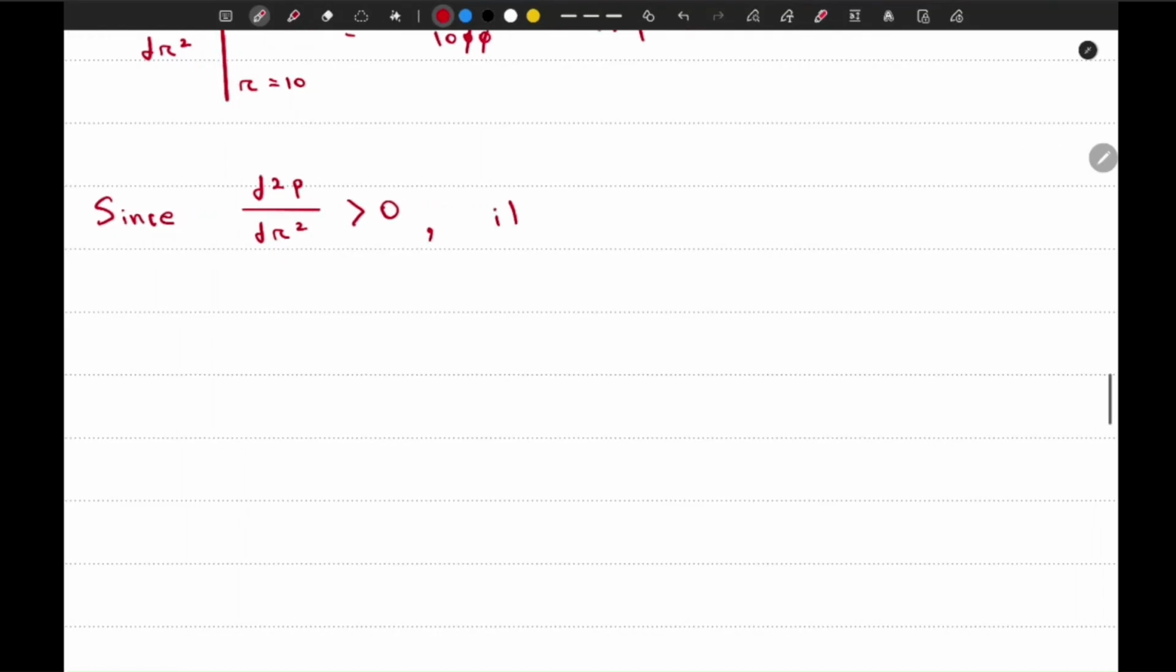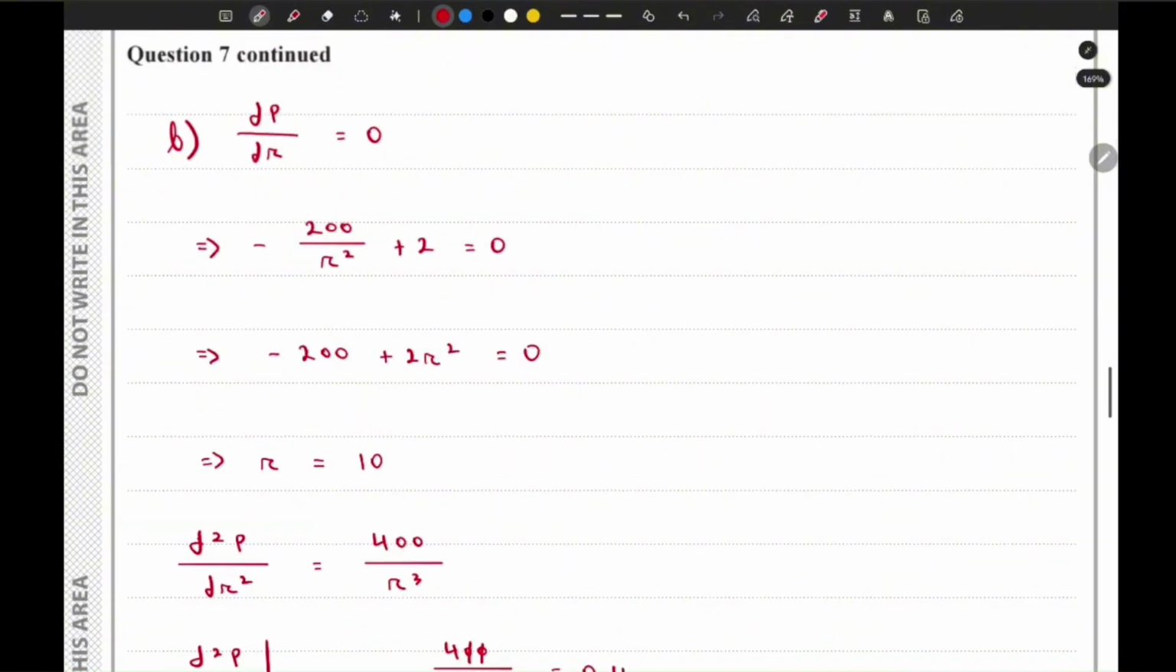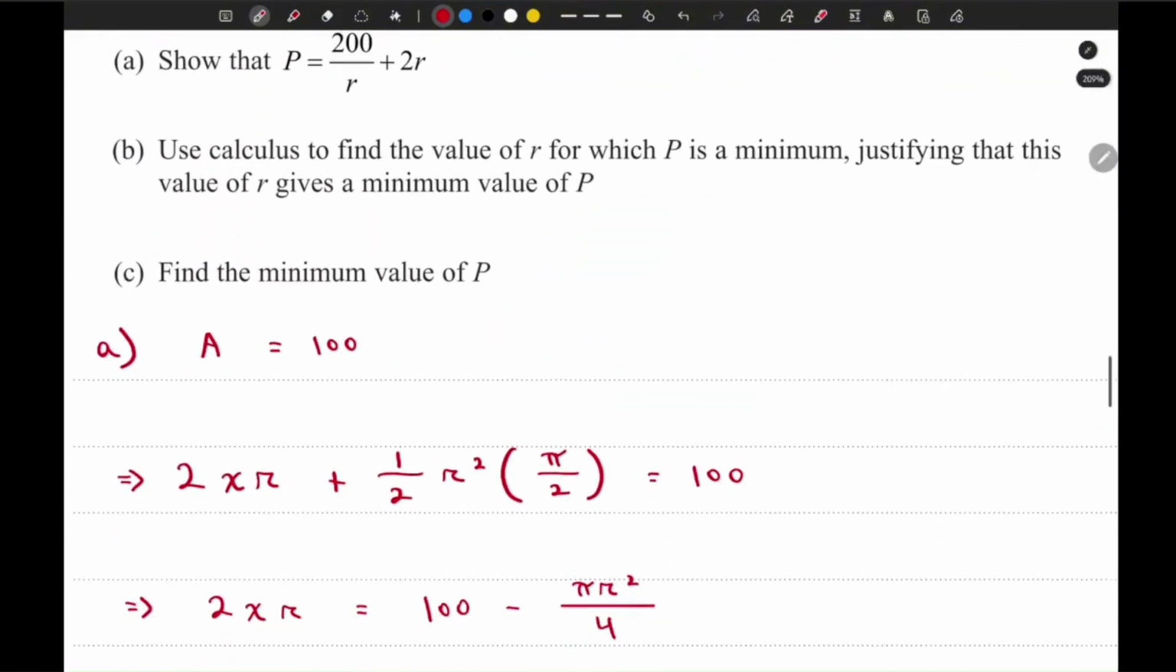So now we need to end with a conclusion that since d squared p divided by dr squared is greater than 0, it's a minimum value. If d squared p divided by dr squared was less than 0, it would give us a maximum value. Alright, now moving on to the next part, we need to find the minimum value of p.